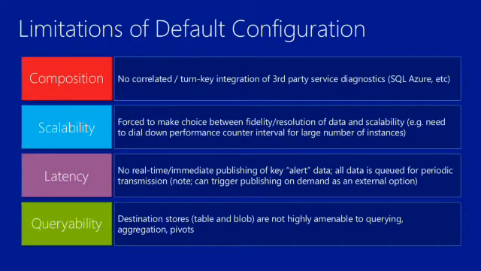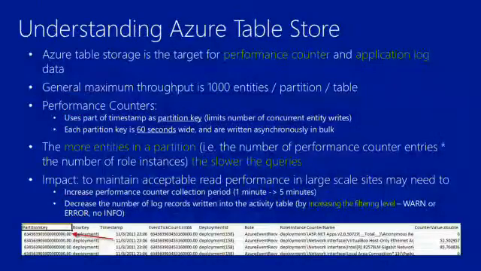Let me go a little bit into what that means. So let's talk about table store. Blobs are just files. If I want to read them, I need to connect to the blob store, grab a file, and parse through it. Great for bulky, batch-driven operations, not good for online querying. So Azure Table Storage is where we put performance counter data and application log data.